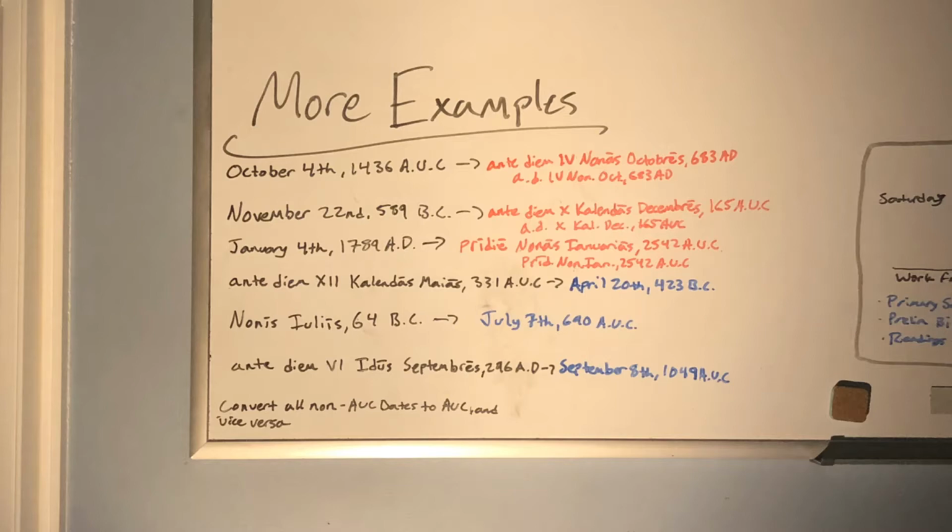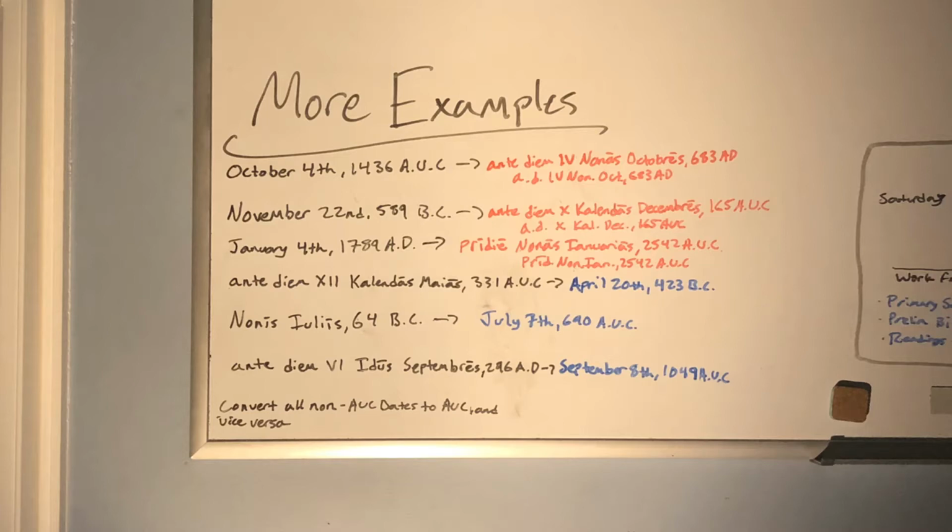Now we go A.U.C. to B.C. Since it's less than or equal to 753, we go 754 minus our A.U.C. date to get our B.C. date. So 754 minus 331 is 423 BC, which gets our entire date, April 20th, 423 BC. If you're wondering, these dates don't mean anything. I just got them off the top of my head.